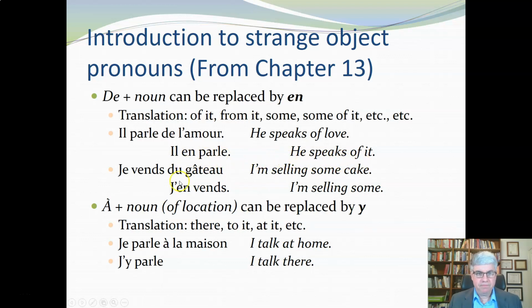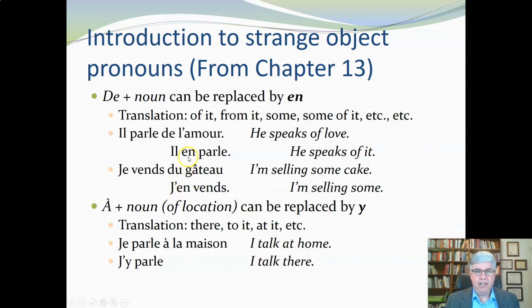He speaks of it. Je vends du gâteau. I'm selling some cake. Okay, that's a little less romantic, but if you're hungry, it might be something good to run into, somebody who's saying this. And you might ask, what are you selling? And he might respond du gâteau, replacing du gâteau with a pronoun. You can say j'en vends. I'm selling some. Or I'm selling some of it. You could translate it as.